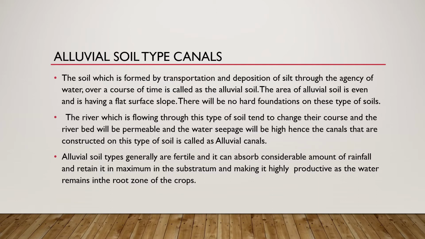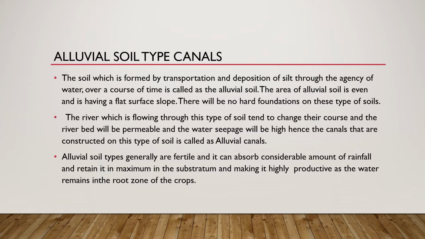Okay, this area of alluvial soil is flat. They generally have a flat surface slope. There will be no hard foundations on these types of soils. Okay, could you get the point? Then the second point: the river flowing through this type of soil tends to change its course. What it means is that if a river is flowing through this type of soil, it changes its direction, because the surface is generally not rough, it is flat and smooth, so the water will flow away in a different direction.